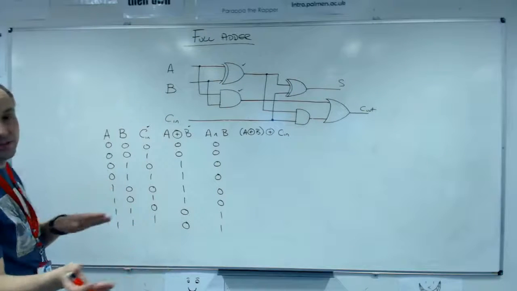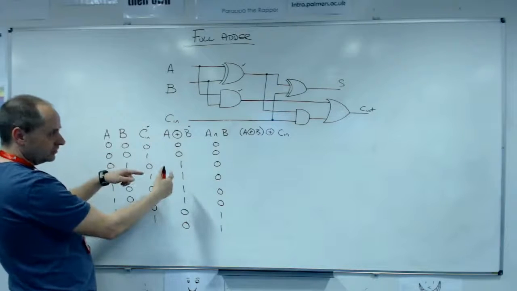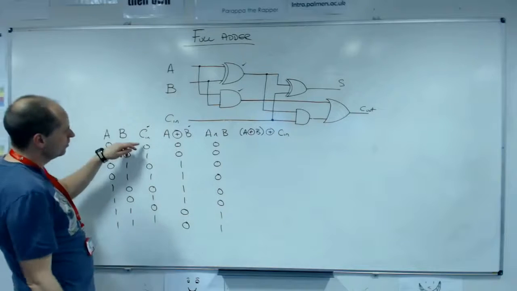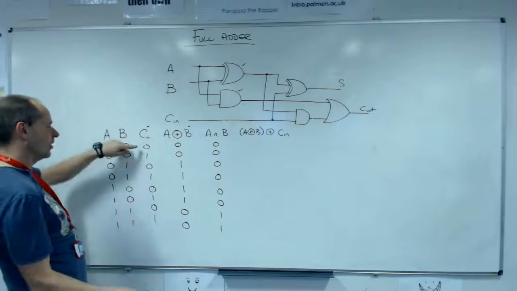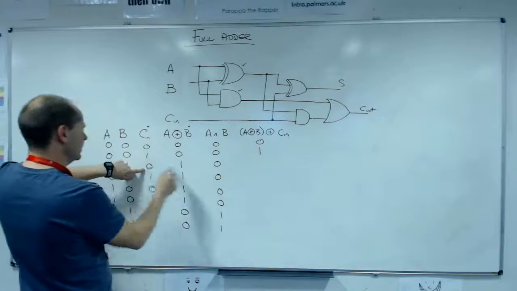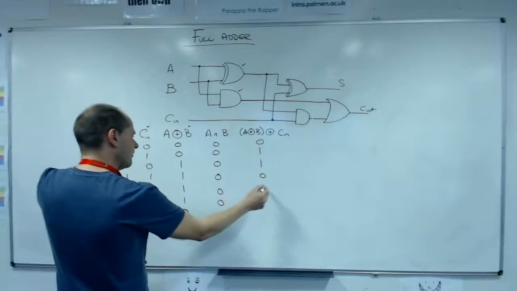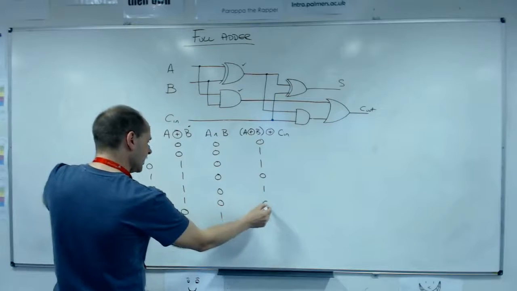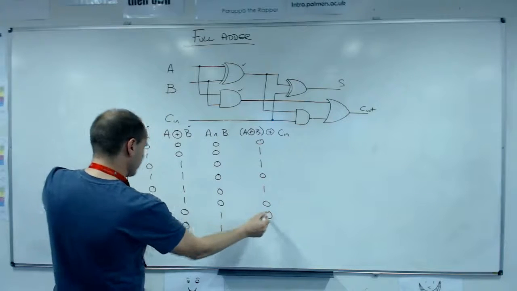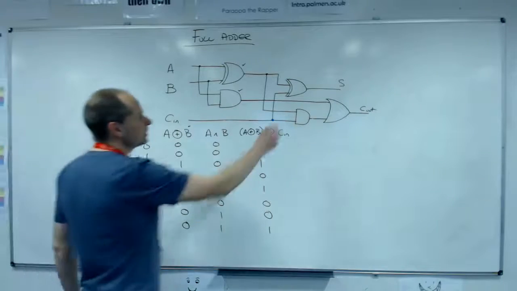We're exclusive ORing them, so we're looking for where we've got differences. When we've got a 1 and a 0 or a 0 and a 1, we get a 1 on the output. Where they're the same, we get a 0. So they're the same to start with, then they're different, so we get a 1. They're different again, so we get a 1. They're the same, so we get a 0. They're different, so we get a 1. They're the same, so we get a 0. They're the same, sorry, because they're both 0s, and then they're different. Okay, we can tick that one off.